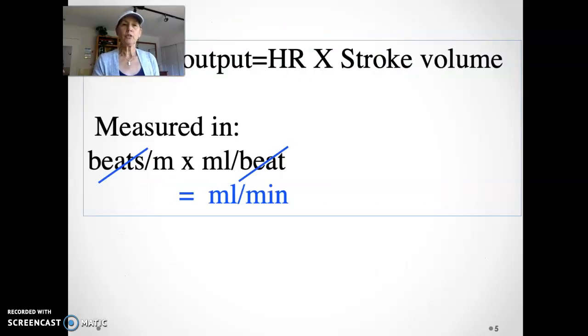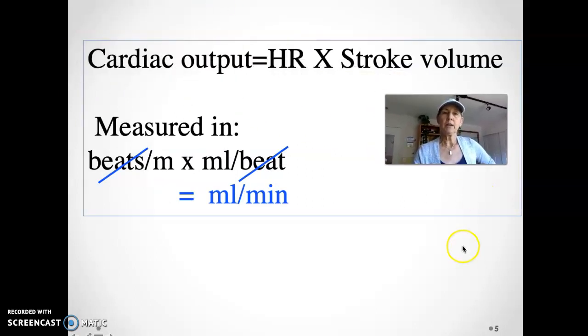Okay, so the cardiac output has a formula, and that formula would be your heart rate times the stroke volume. So that makes sense, right? Stroke volume is how much each side is going to eject, and then you want to know how many times you do that if you're converting it to a minute.